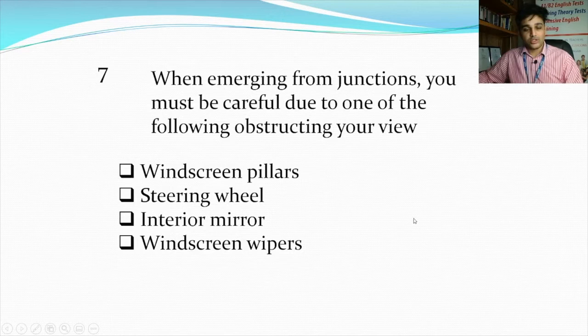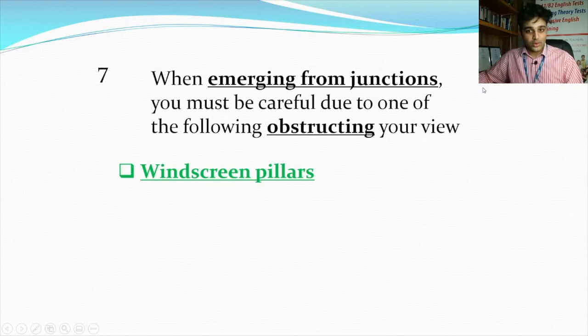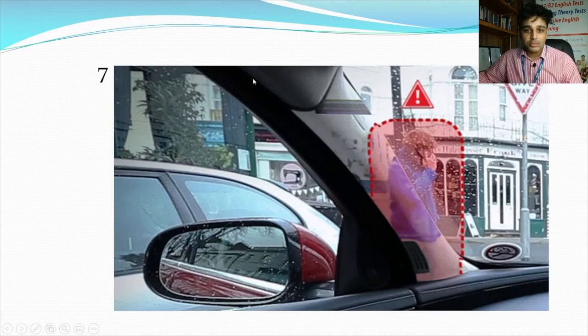Emerging from junctions, you know what that means, leaving a road. Obstructing, meaning you can't see me. Windscreen pillar. What is a windscreen pillar? This is a windscreen pillar here. It connects the side of your passenger car and your driver car to the main window, your main windscreen window. And do you see the outline here? This is a pedestrian who cannot be seen because of the windscreen pillar.